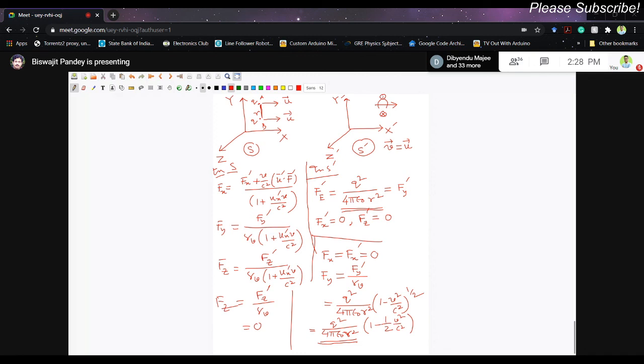So the interesting thing is that magnetic field arises due to relativity. If there is no relativity, there will be no magnetic field. You can see, if this term is not there, this term purely arises due to this transformation of four force, right? So magnetic field purely arises due to relativity.